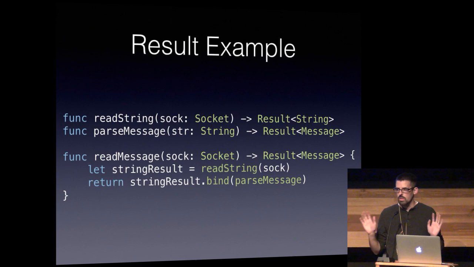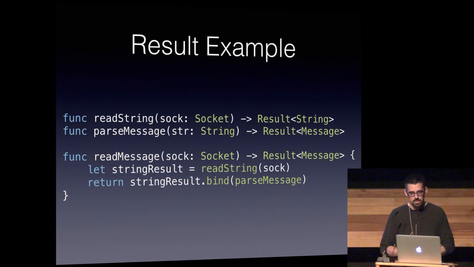Then we can combine them with bind, right? So we have a string result from calling read string on the socket. We then use that string result's bind method to bind the parse message function. So at this point, both error cases are handled via bind. If read string fails, parse message is never going to get called. The bind is just going to pass that failure through. If read string succeeds, then we'll call parse message and get the result of that, either success or failure. Okay.